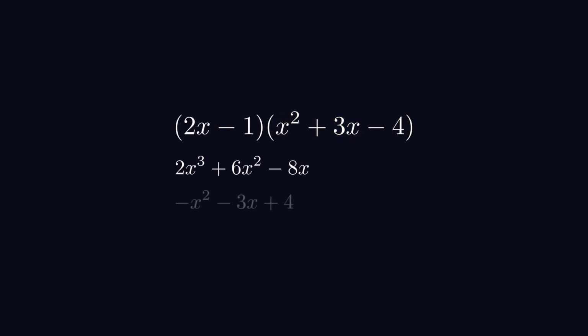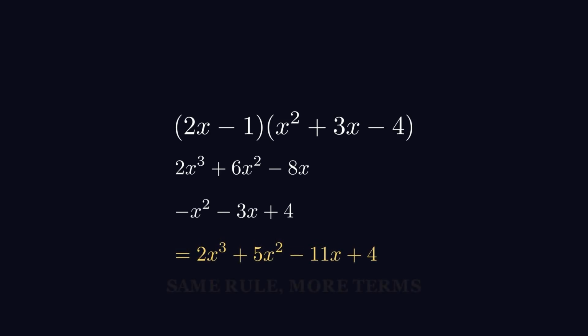Let's size up. 2x minus 1 times the group x squared plus 3x minus 4. 2x greets all three. 2x cubed plus 6x squared minus 8x. Then -1 greets all three. Minus x squared minus 3x plus 4. Gather the like terms. 2x cubed plus 5x squared minus 11x plus 4. More handshakes. Same party. Nothing fancy, just don't skip nobody.